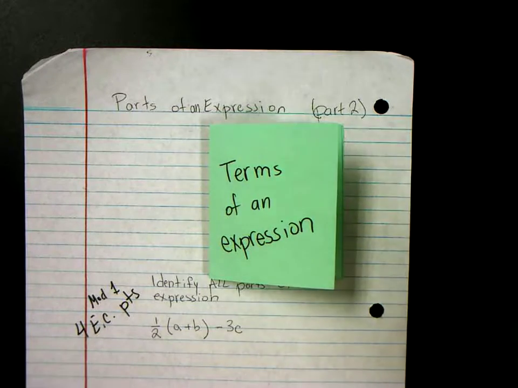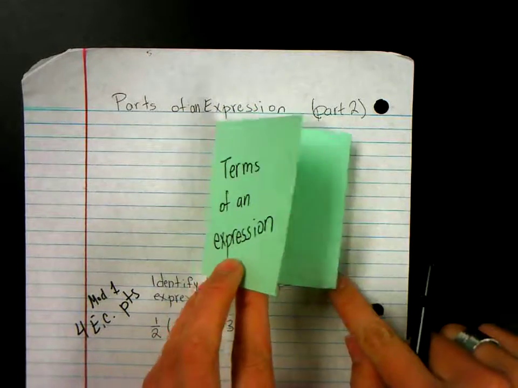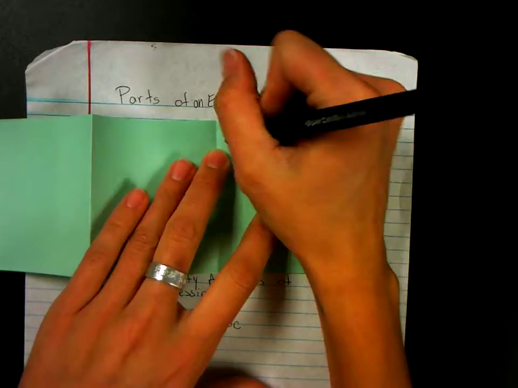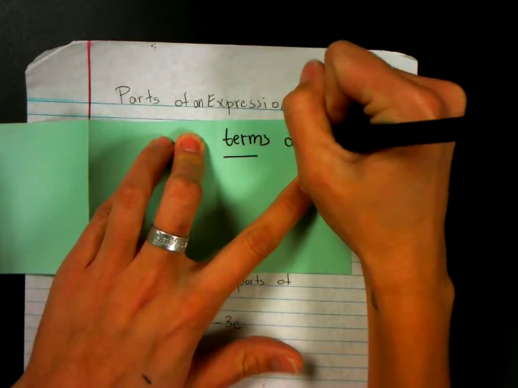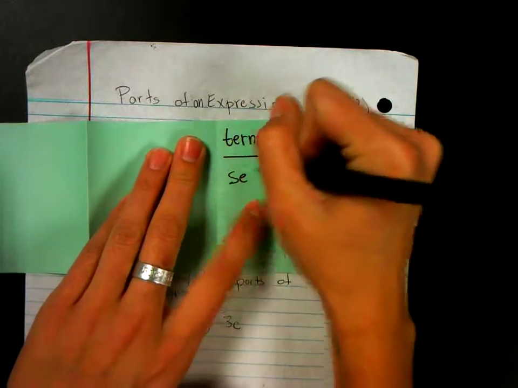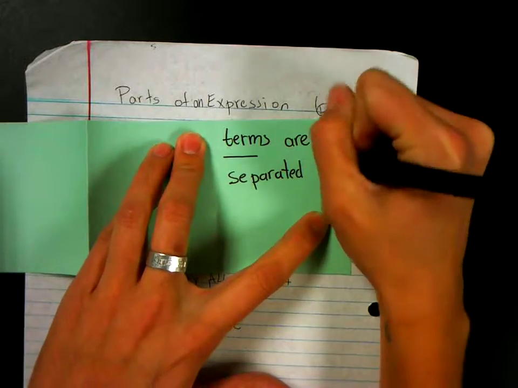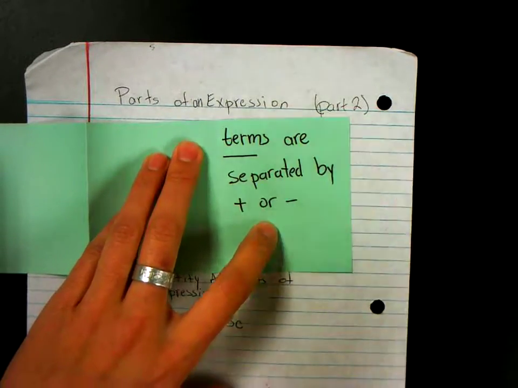So terms, now we're talking about each part of the expression. So now we're separating it by different operations. So if we open our foldable all the way to the back, we're going to write our definition of terms. Terms are separated by addition and subtraction. So they're not separated by multiplication or division. Those stay together. This is only separated by addition or subtraction.